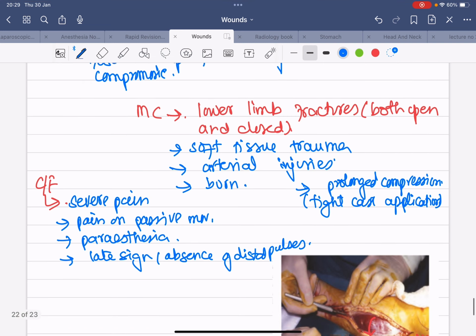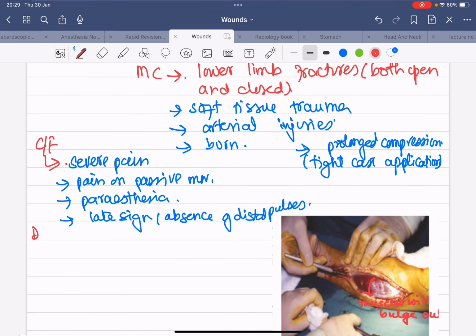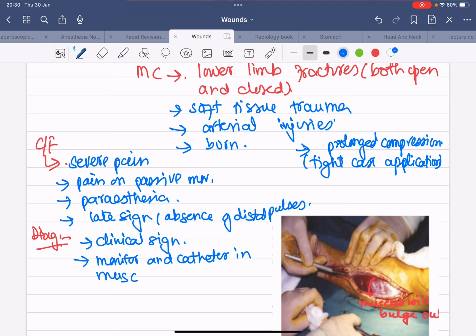Okay, so how are you going to make the diagnosis? First of all, it is a clinical diagnosis. You will make it on the basis of clinical signs and symptoms, but you can also make it by placing a monitor and a catheter in the muscle compartment. And if you find that the pressure is more than 30 mm Hg, plus the above clinical signs and symptoms, your diagnosis of compartment syndrome is confirmed.